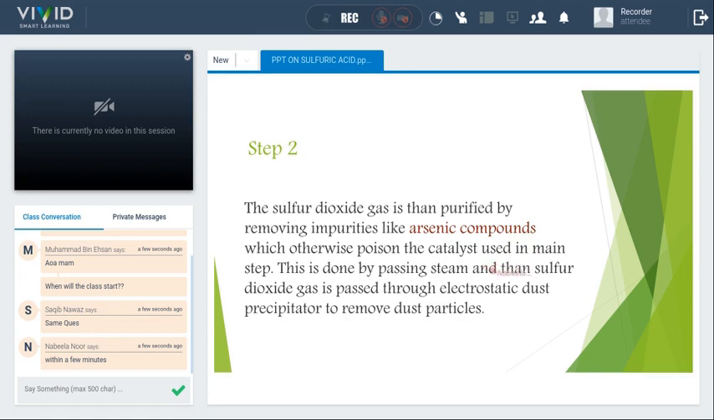This is done by passing steam, and then the sulfur dioxide gas is passed through an electrostatic dust precipitator to remove dust particles. So sulfur dioxide contains impurities, and first of all it is passed through steam. When it is passed through steam, the arsenic impurities stick to the steam. This is how they are separated from sulfur dioxide gas.